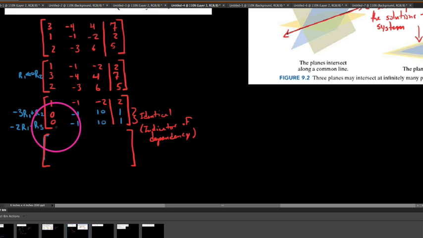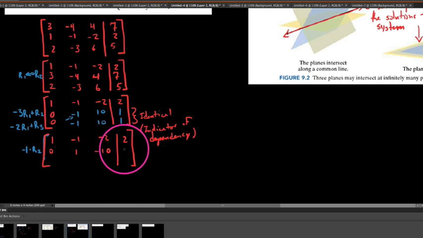If we were to continue our Gaussian elimination, we would want to get a positive 1 here. So we would take a negative 1 times row 2. Let's go ahead and rewrite our whole matrix here. We have 1, negative 1, negative 2, and 2. Our second equation would be the opposite, 0, positive 1, negative 10, and negative 1, and then we would say 0, negative 1, positive 10, positive 1.